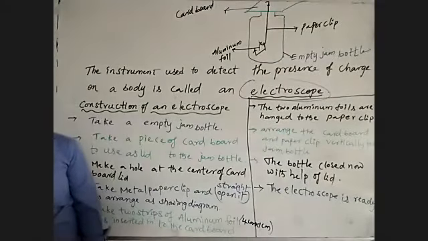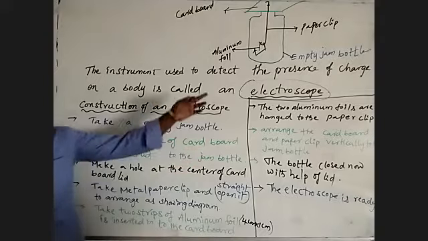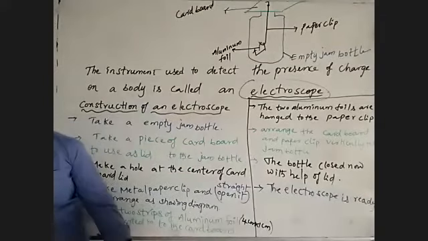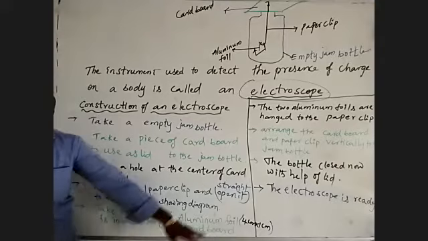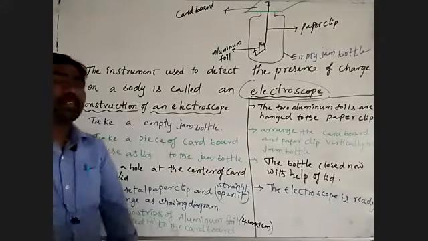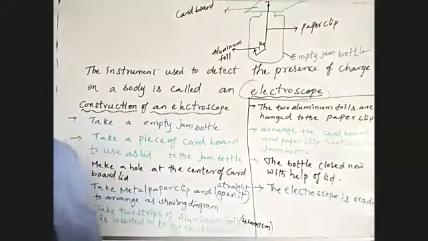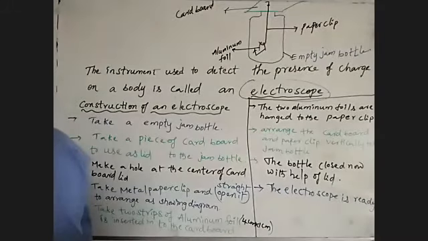We can identify whether charge is present on your body or not. If there is charge present on your body, it makes repulsion. If there is no charge present on your body, if it is an uncharged body, we can identify there is no interaction between the aluminum foils. Understand? By that, an electroscope will work to detect the charge present on a body.